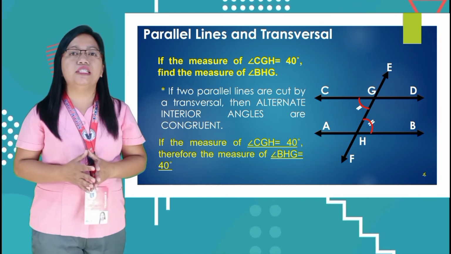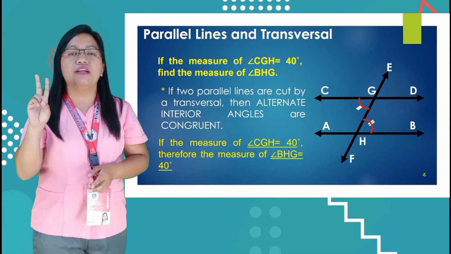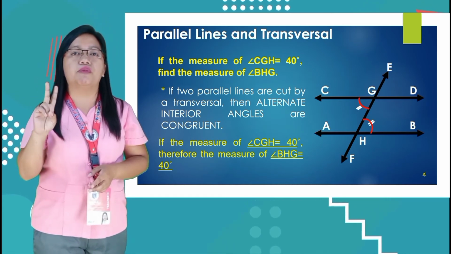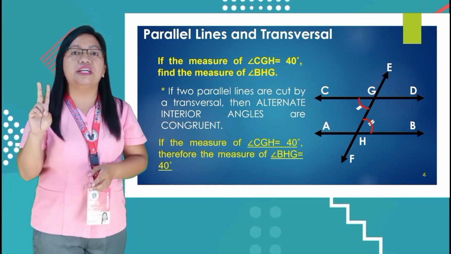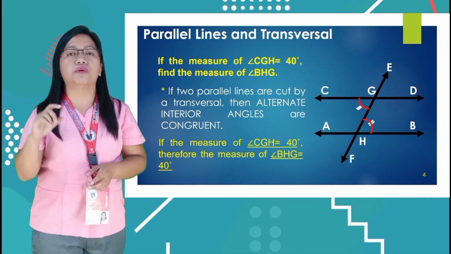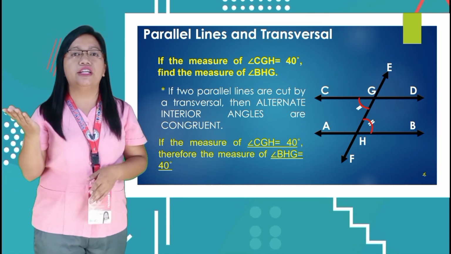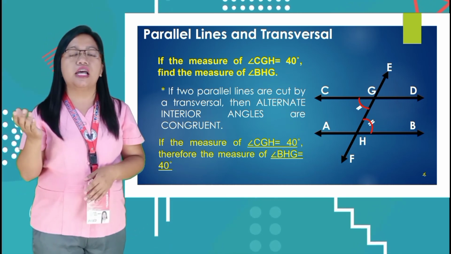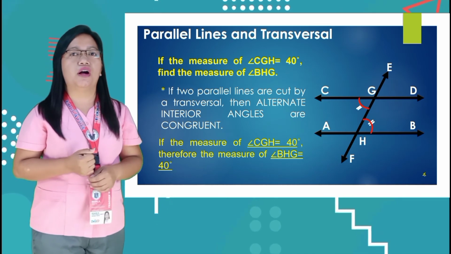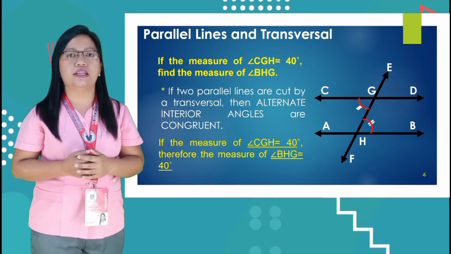Okay, for this problem, remember this rule. If two parallel lines are cut by a transversal, then alternate interior angles are congruent. If the measure of angle CGH is equal to 40 degrees, therefore the measure of angle BHG is 40 degrees.